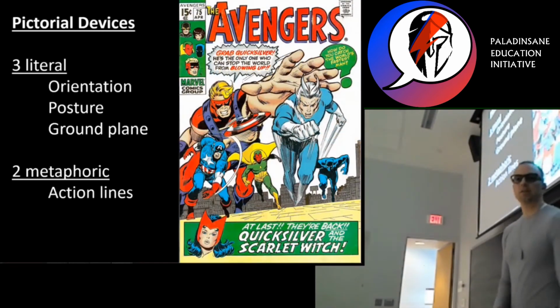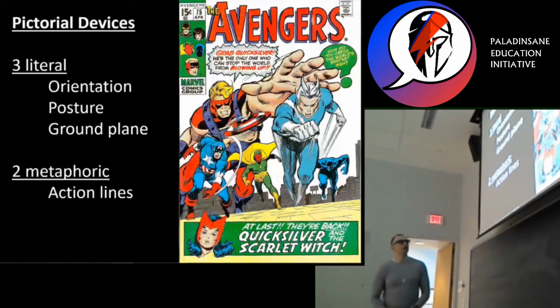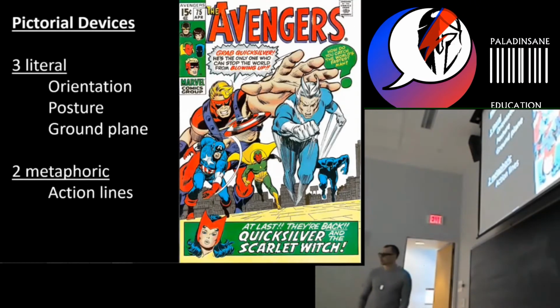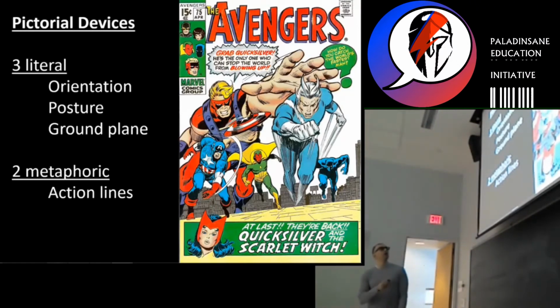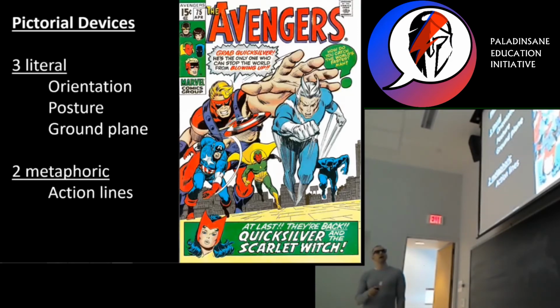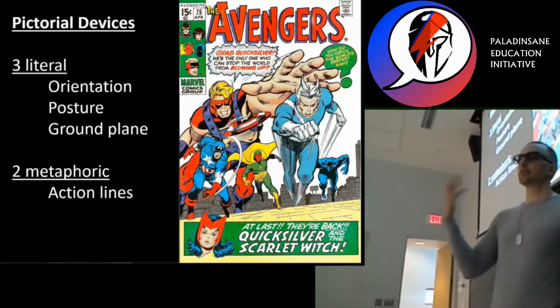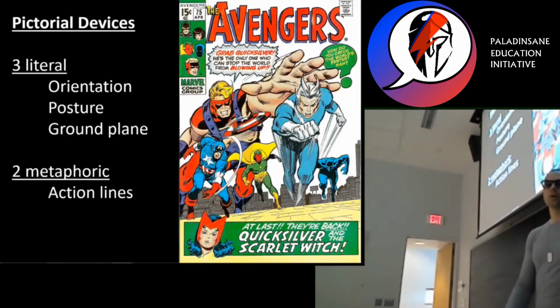On the other hand, Quicksilver over here, who's running, is an indication of somebody who has orientation. Quicksilver is clearly leaning forward, has posture, the arms and the legs are in running position, and at least one foot is off of the ground plane here. In terms of metaphorical, no multiples, right? They don't have multiple images, but we have action lines indicating that Quicksilver is running. So this would be an example of a three literal, one metaphorical picture.